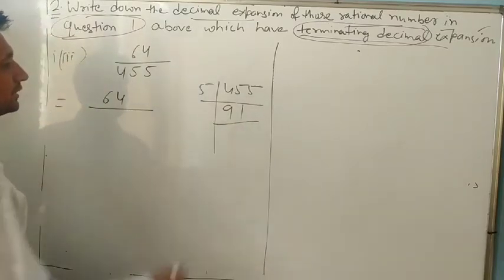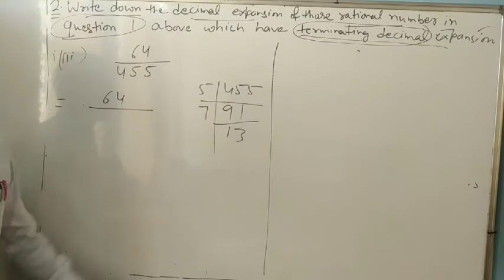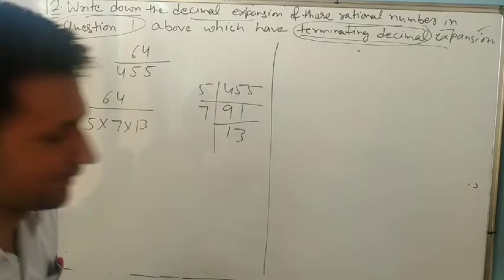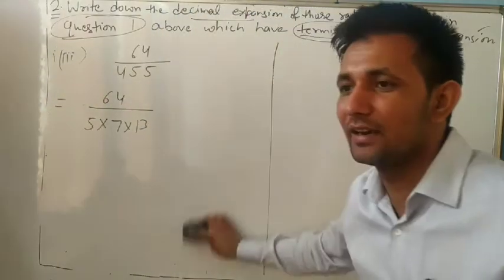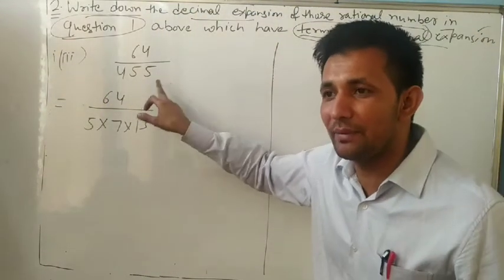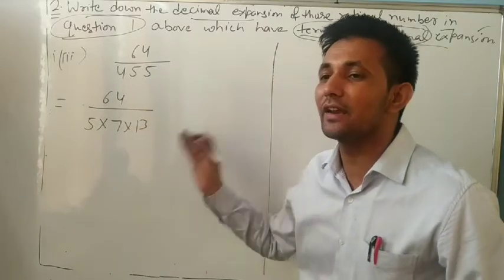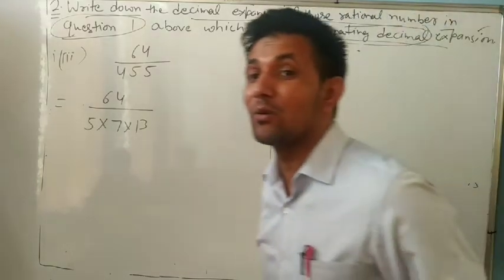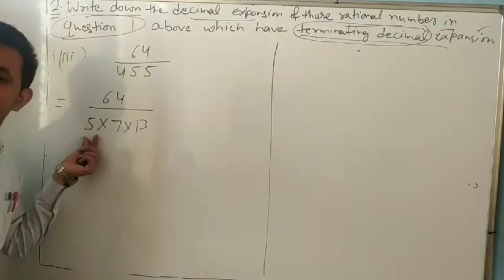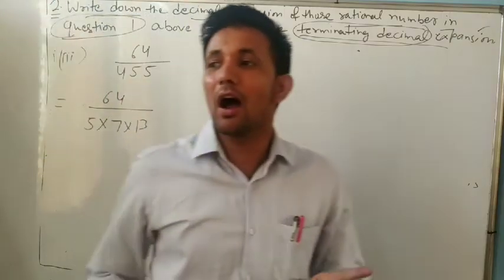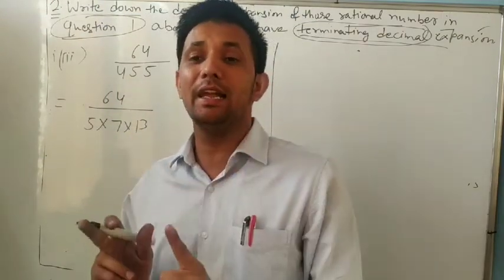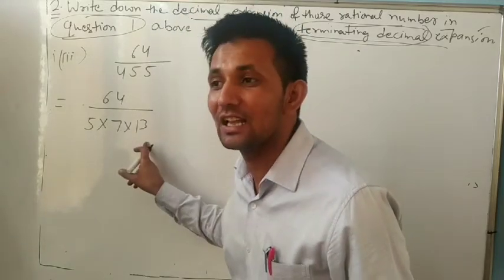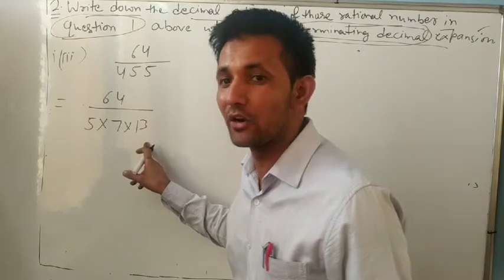Okay. Next is 7 into 13. So you can write 5 into 7 into 13. Is there any common factor? No. They are already co-prime. Now tell me, is it terminating or non-terminating? Non-terminating repeating. Why? You will say, sir, 5 is already there. What I told you, always q should be only in 2, 5 or both. But 7 and 13 are also there. Understand or not?